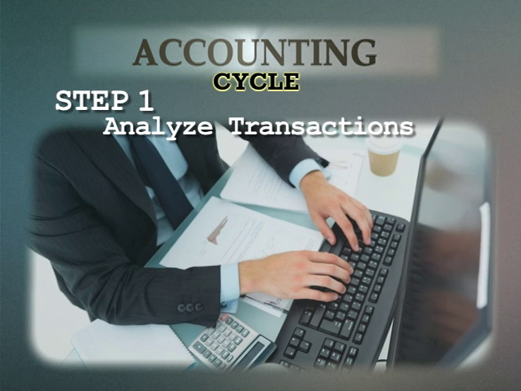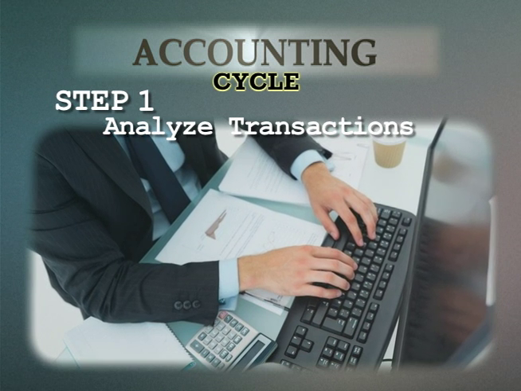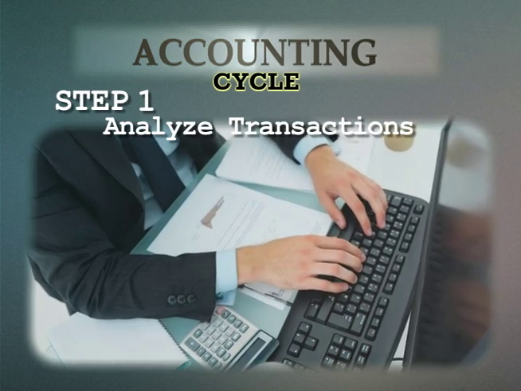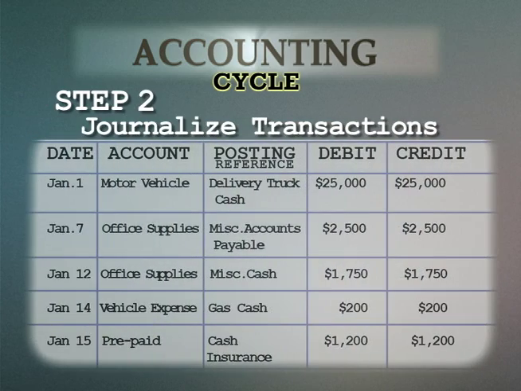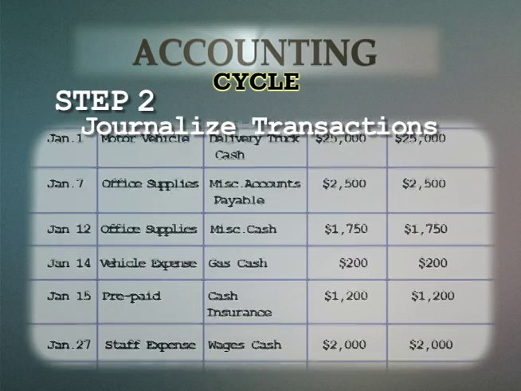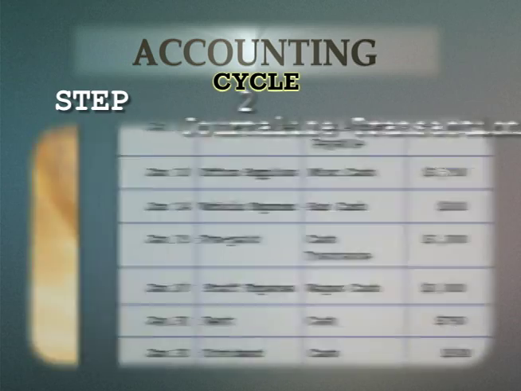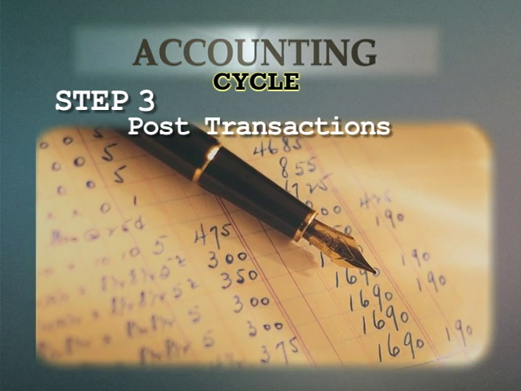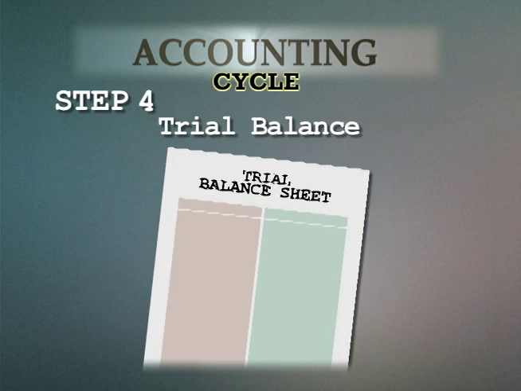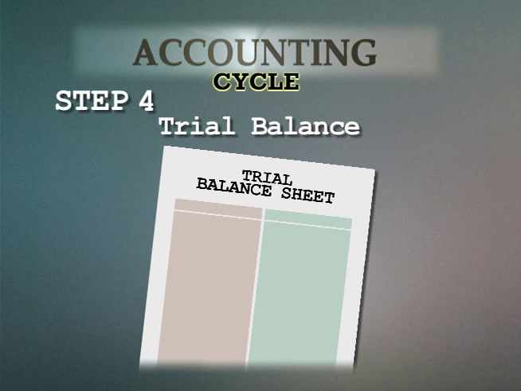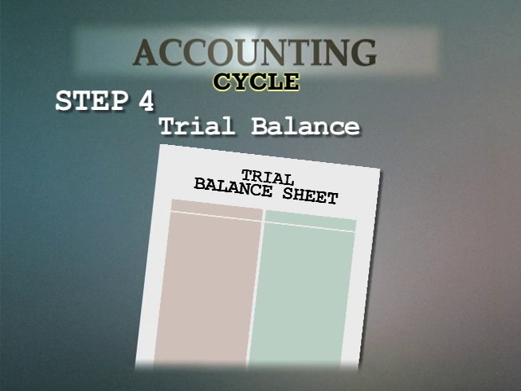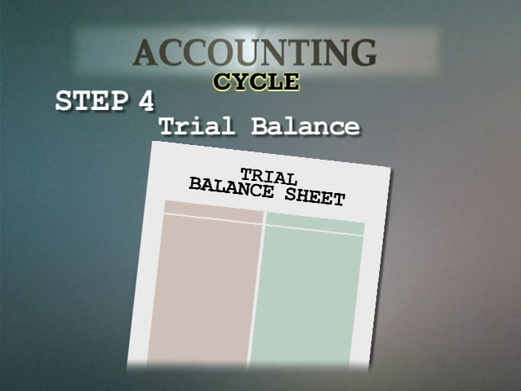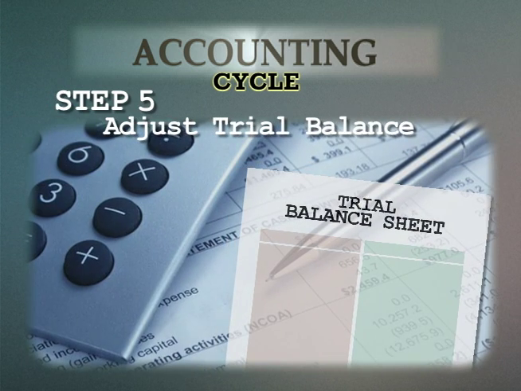Step 1. Analyze transactions and record only transactions that have occurred, not anticipated future events. Step 2. Record each transaction by making a journal entry. Step 3. Post the transactions to appropriate accounts in the general ledger. Step 4. Prepare a trial balance which is a simple listing of all the accounts to verify that the general ledger is in balance.